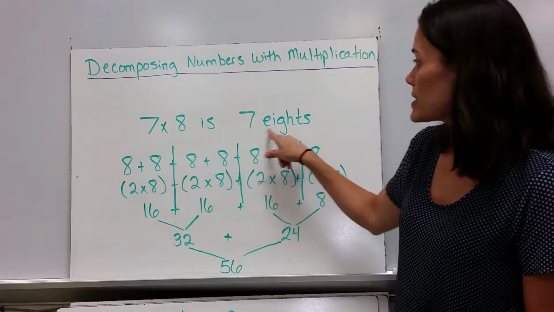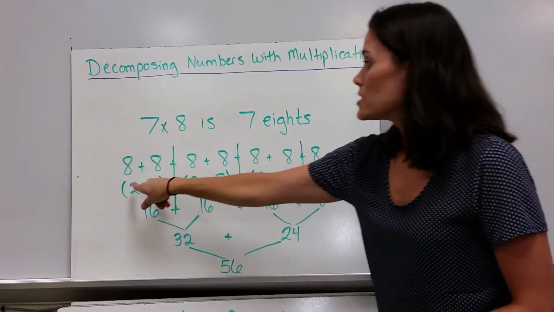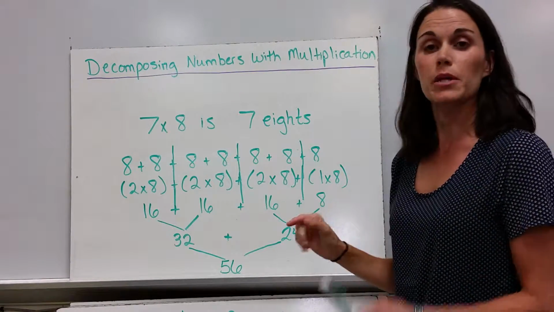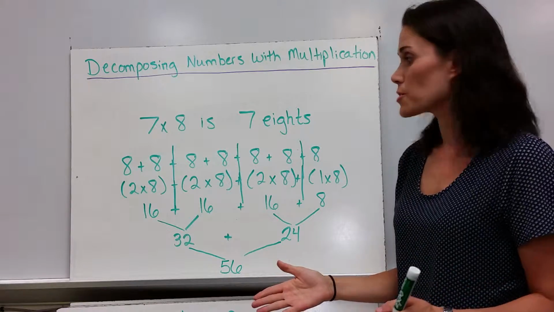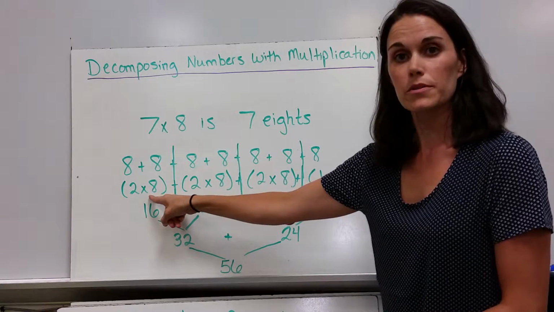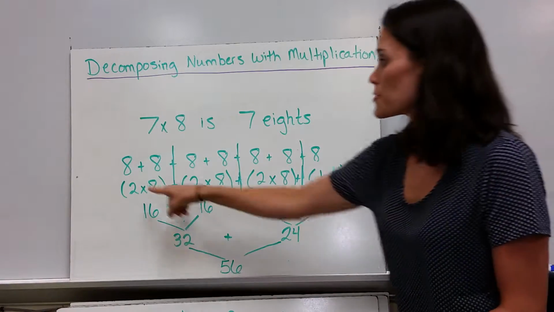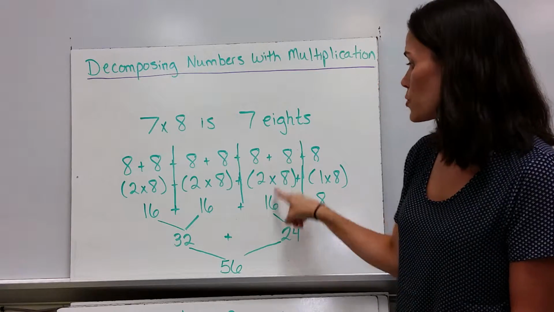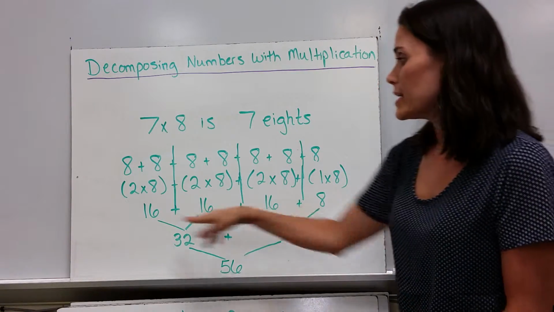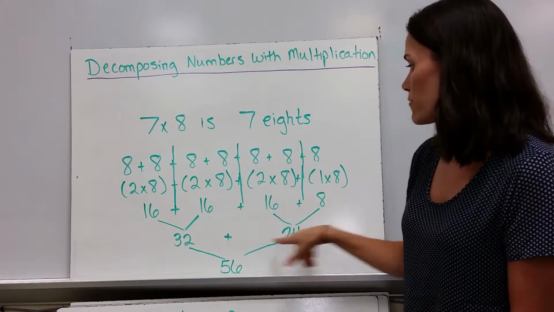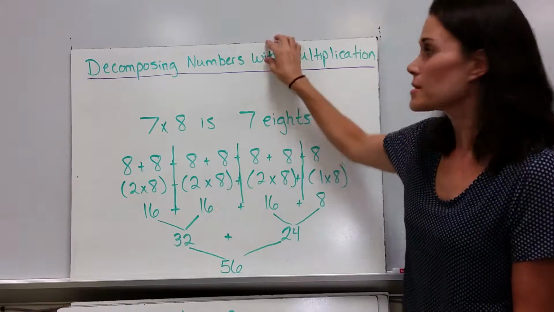So 7 times 8 is 7 eighths. So we have 7 eighths. 1, 2, 3, 4, 5, 6, 7 of them. You can split them up any way you want to. A lot of students will split them up like this because they know what 2 eighths equals and they know what 1 eighth equals. So they'll say 2 eighths, 2 more eighths, 2 more eighths, and 1 eighth. And if you add the 16 and 16, that's 32. 16 eighths, 24, and you add them together and you get 56.